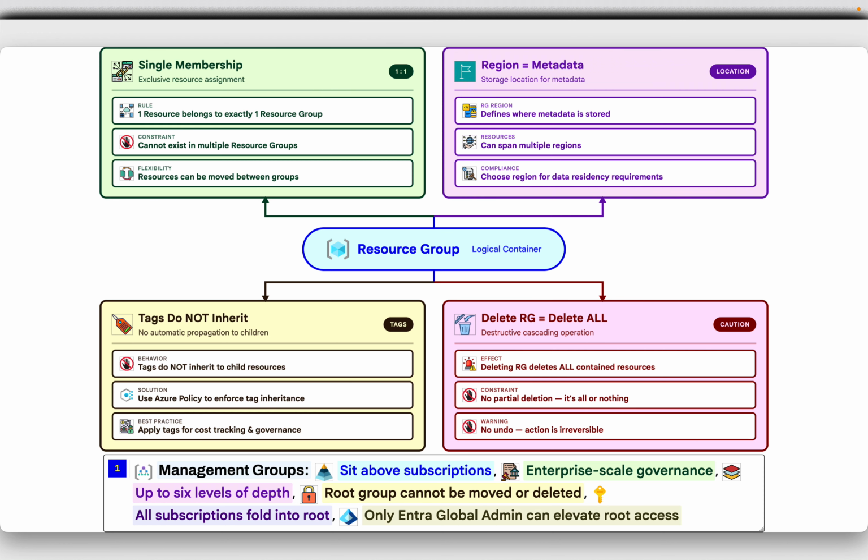Fourth topic, resource groups. Management groups sit above subscriptions and provide enterprise scale governance. They support up to 6 levels of depth. The root group cannot be moved or deleted. All subscriptions fold into the root, and only a Microsoft Entra global admin can elevate root access.